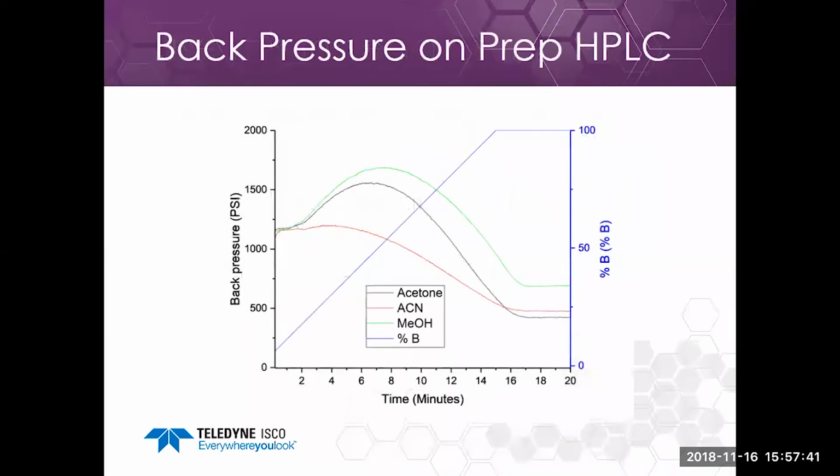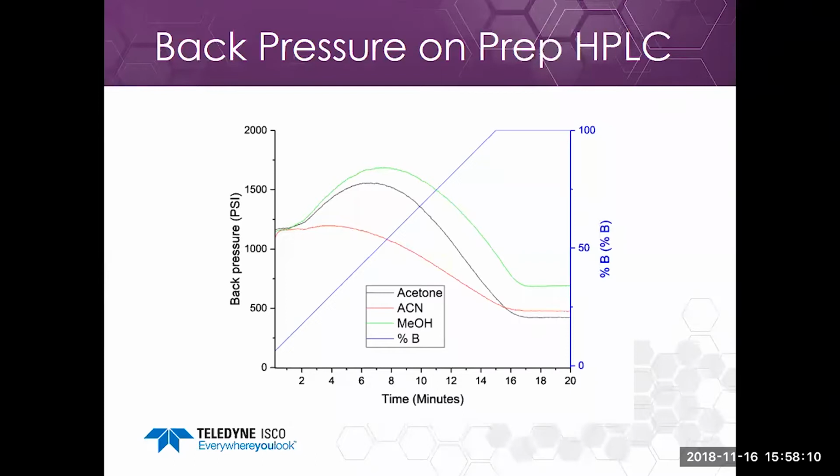Additionally, I do want to point out, this is on a prep system here. This is just showing the back pressure on prep HPLC using acetone, acetonitrile, and methanol. Methanol has the highest back pressure because of its viscosity. And this is a gradient with water, by the way, so it changes as the gradient changes. Acetone falls between acetonitrile and methanol. Acetonitrile is great with the back pressure and viscosity, that's why it's so popular with HPLC.